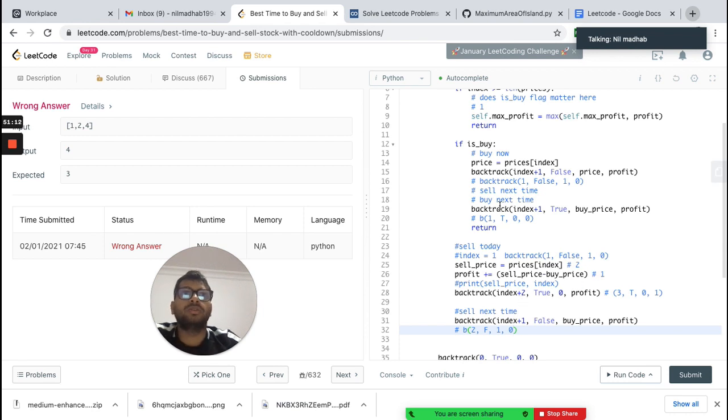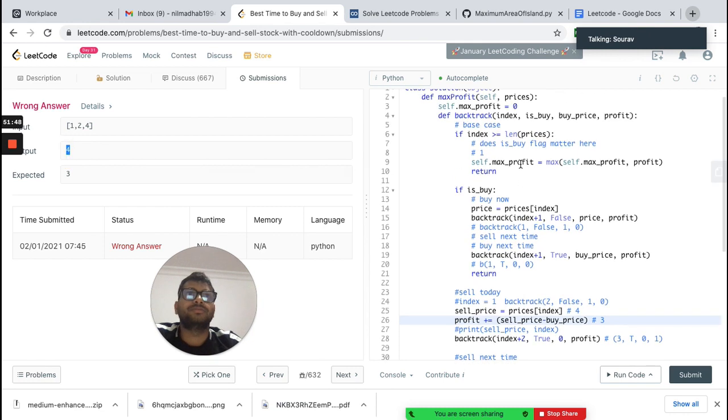So now we come here again, and now we try to solve it for index 2, like we are selling at day 2. So sell price will be prices of index, which will be 4, and profit will be sell price 4 minus buy price 1, so 3. And backtrack will be 5, true, 0, and 3. So why are we getting 4? The question is why we are getting 4.